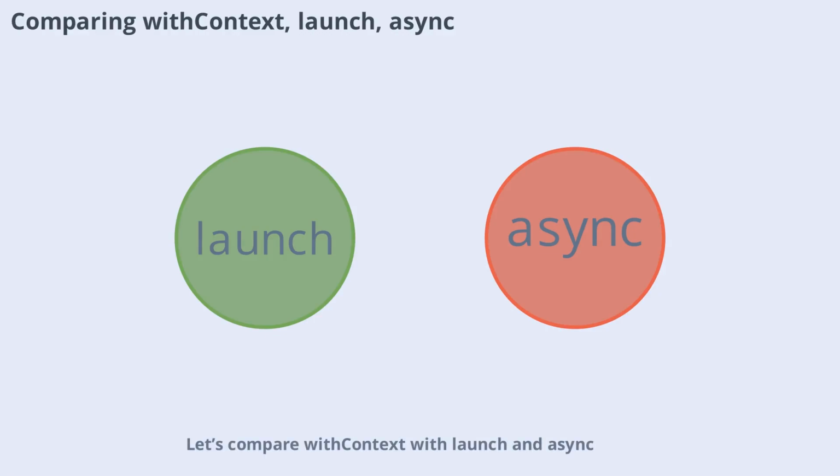Let's compare withContext with launch and async. withContext suspends the current coroutine and executes sequentially in the new context, returning the result directly. Launch creates a new coroutine for background tasks that don't need a result, providing a job to track. Async launches a concurrent coroutine and returns a Deferred<T> for retrieving the result later using await. Each has its own use case, and choosing the right one depends on your task requirements.